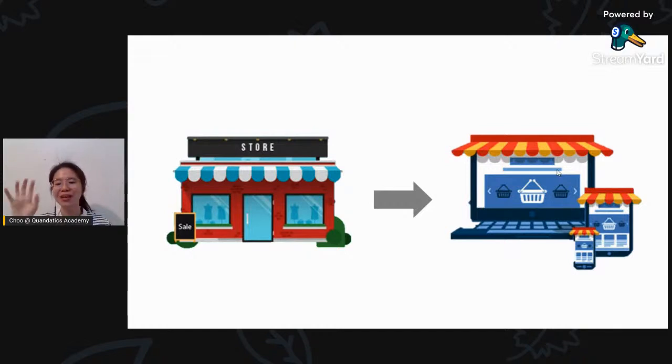If a physical store also wants to get all this type of data that an online store has, it's actually quite hard. Let's say I buy some groceries in Giant. Giant might not be able to trace who I am because I just pay cash.